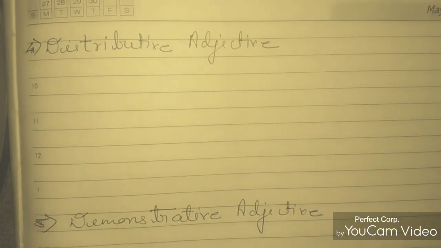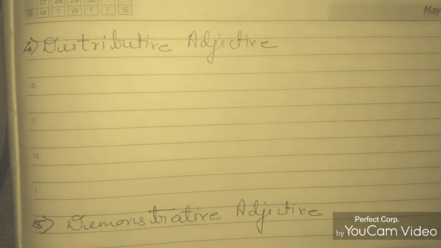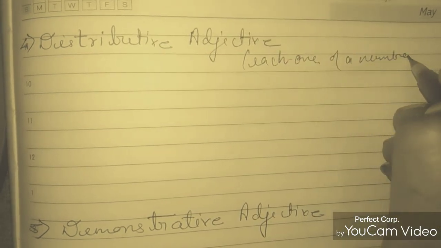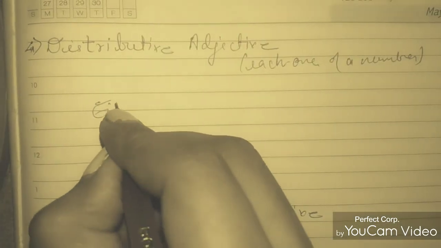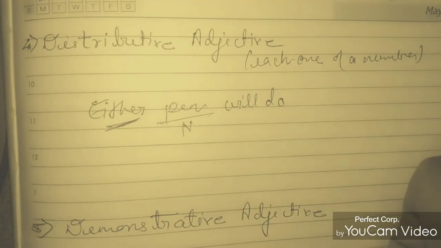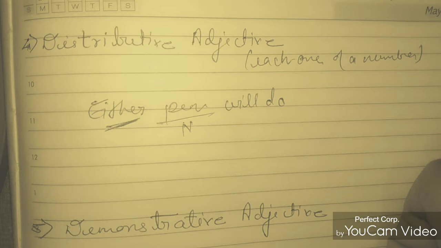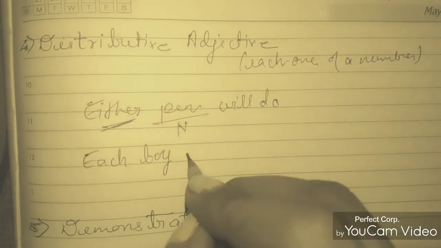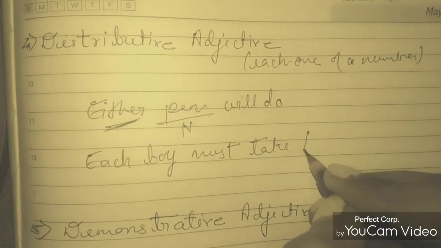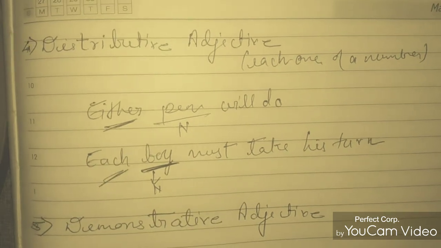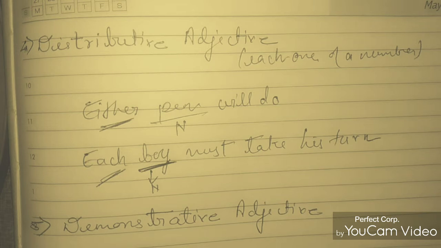Next adjective, distributive adjective. Distributive means which refers to each one of a number. Each one of a number. Example: Either pen will do. Pen is a noun, and either is distributive. One more example: Each boy must take his turn. Boy is a noun, and we are talking about each boy. So it is distributive among the things, among the people. We are talking about each one of the things, each one of a number.